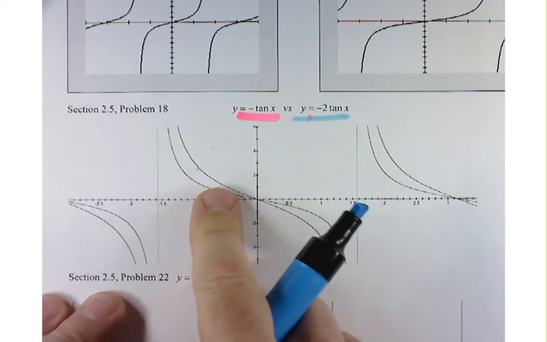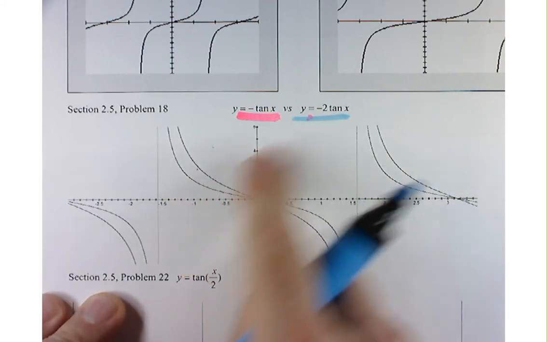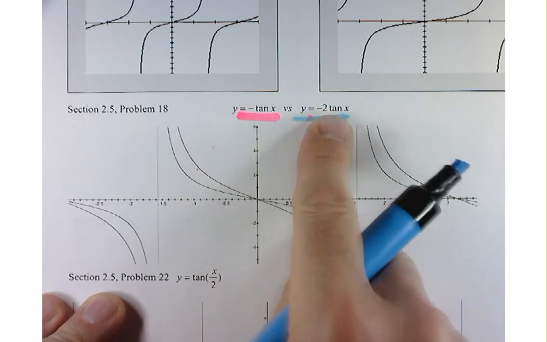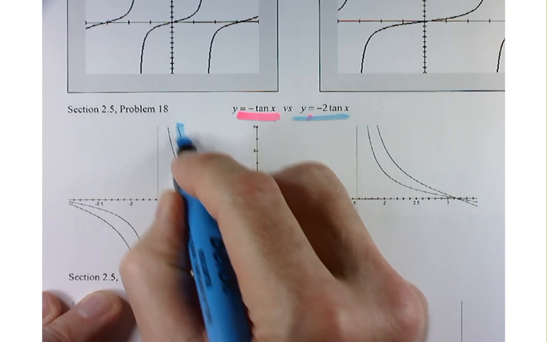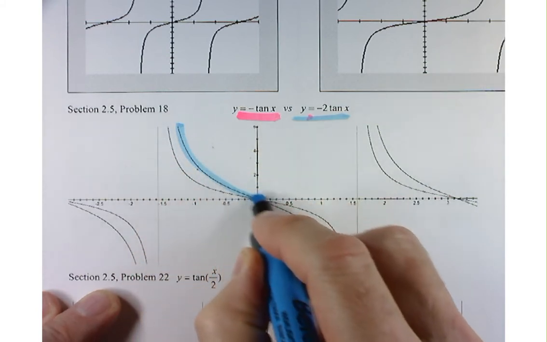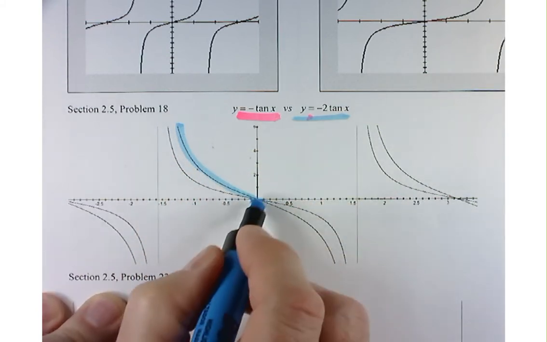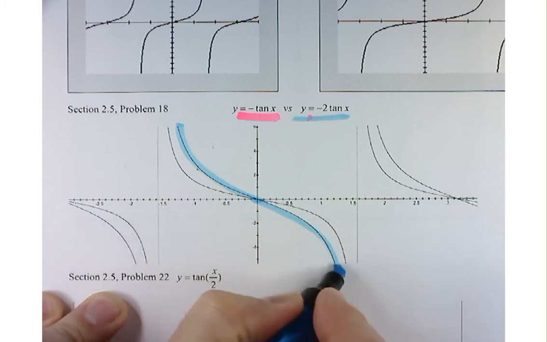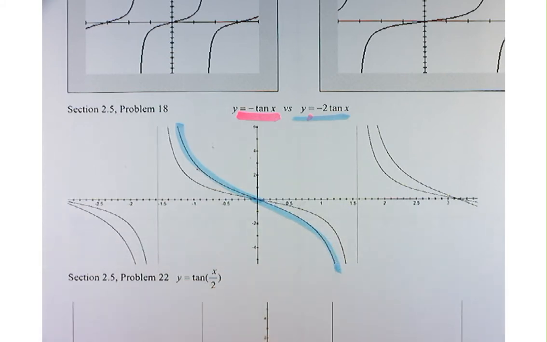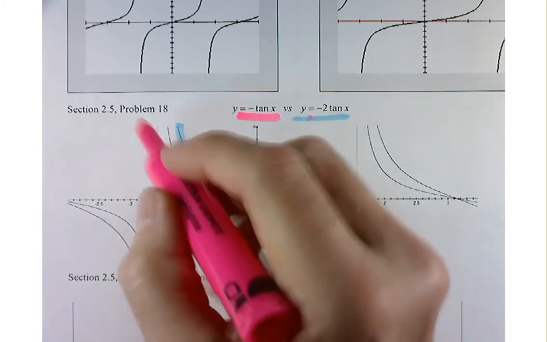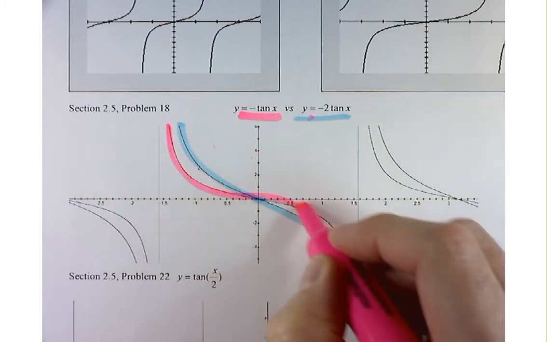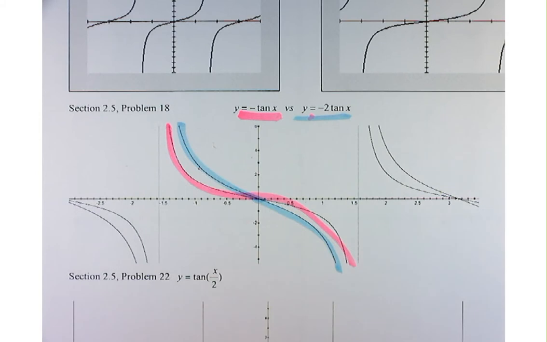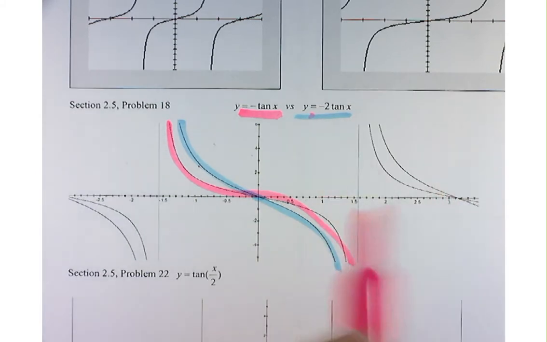And what's happening is that each of these points, when you're going from negative the tangent to -2 times the tangent, is getting stretched a little farther away from the x-axis. So there, and then there. And the remaining one would be here. So it's not stretched as far, but that coefficient stretches it away from the x-axis.